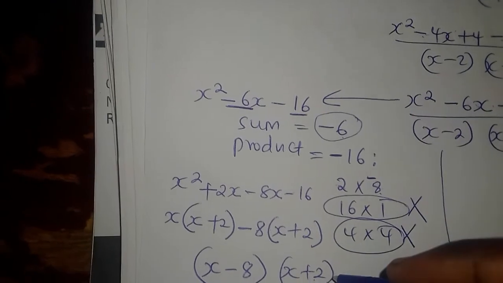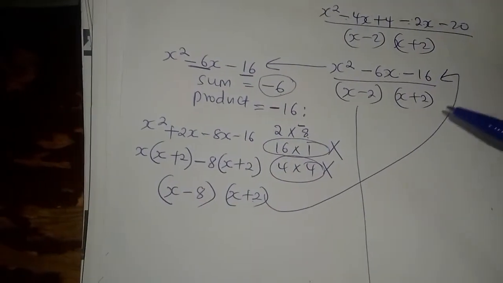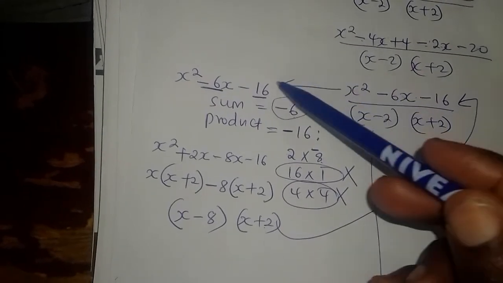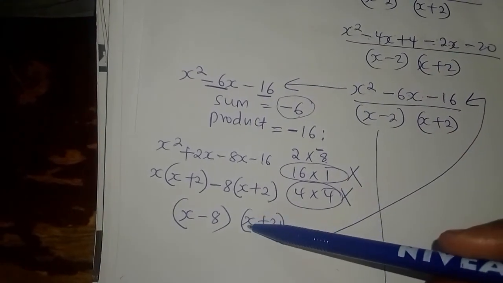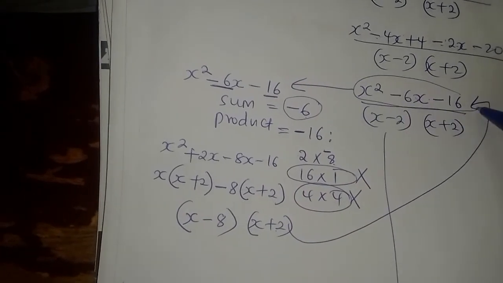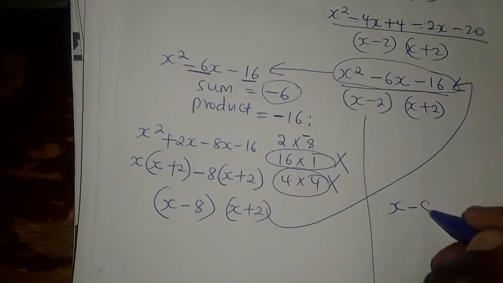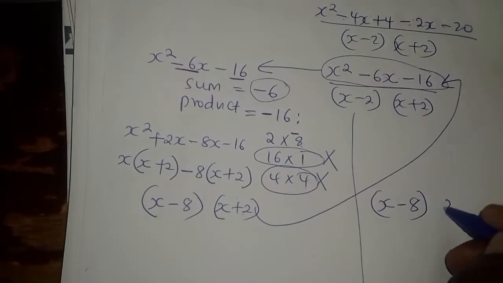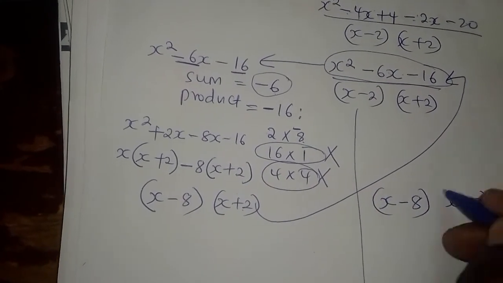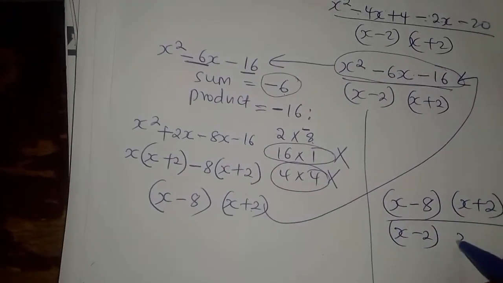So I'll bring it here. So this has to be taken here. It has to be taken there. Because we took this, brought it here, we have worked out and gotten this one as the expression. You see? So you have to take this and replace the whole of this part with that. So we are going to have x minus 8, then x plus 2 over x minus 2, then x plus 2.